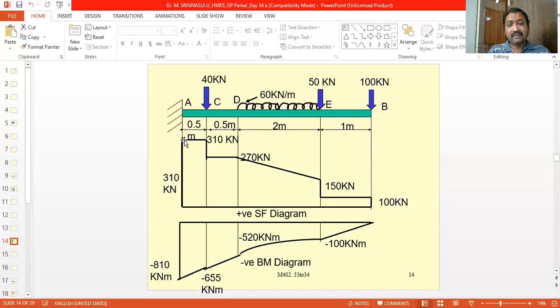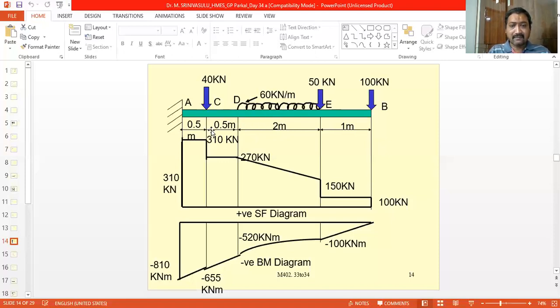So minus 100 into 4. Next, this 50 into 3 meters, minus 50 into 3. Next, coming to the UDL. So the UDL is how much? 16 into 2, 120. 120 is acting at 2 by 2 distance, that is 1 meter from this point D.